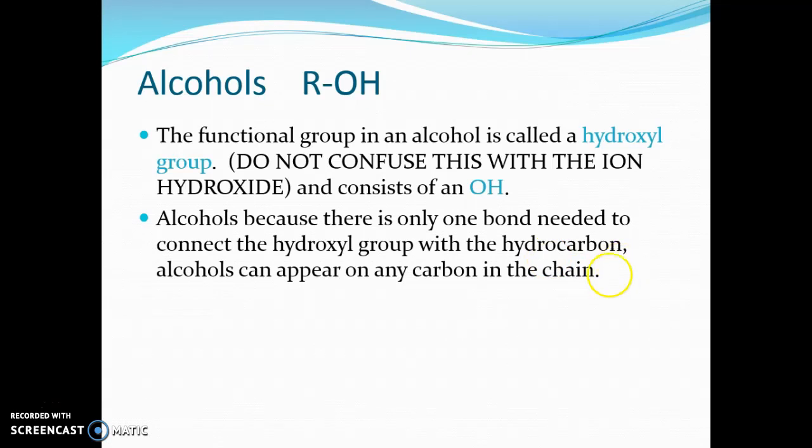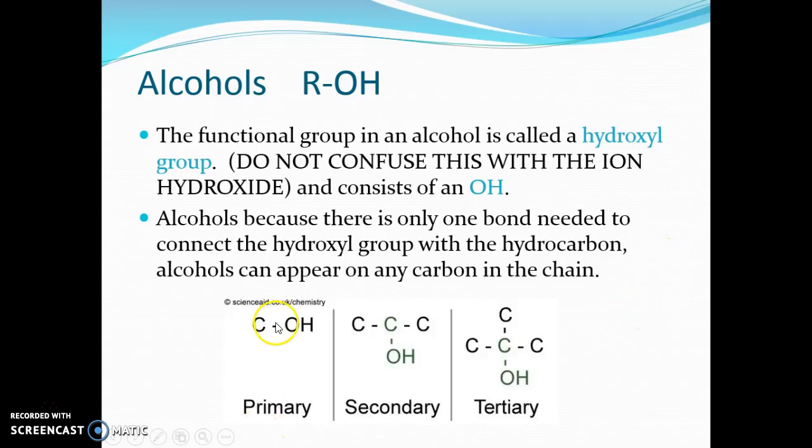Alcohols, because there's only one bond needed to connect the hydroxyl group, can show up anywhere in the molecule. So it can be on the end, it can be in the middle. If it's on the end, we call it a primary alcohol. If it's in the middle of a chain, we call it a secondary alcohol. And if it's attached to a more complicated carbon, you can actually get a tertiary alcohol as well.